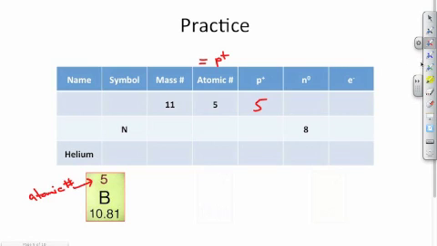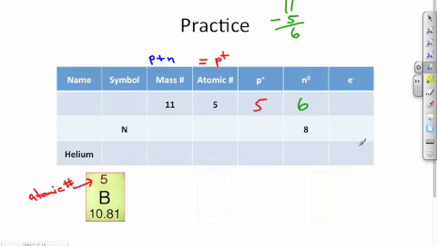Now, this mass number, if you'll recall, is the sum of the protons plus the neutrons. So if I know that between protons and neutrons I have 11 total, and 5 of those 11 are protons, then how many neutrons do I have? Well, all I need to do is take my mass number, 11, subtract the number of protons, 5, and I get 6 neutrons. So I'm going to write that there in that box.